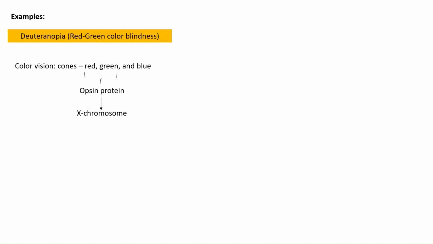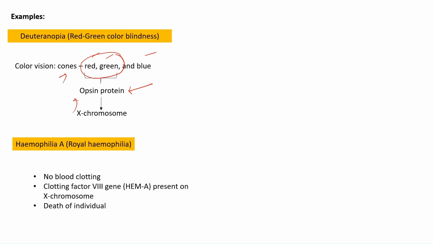Let's see a few examples of such disorders. One is red-green color blindness. In our eyes, we have cones that are responsible for red, green and blue color differentiation. The red and green perception is due to the opsin protein, which is encoded on the X chromosome. When this gene gets defective, we get red-green color blindness. Which gene? The opsin gene.